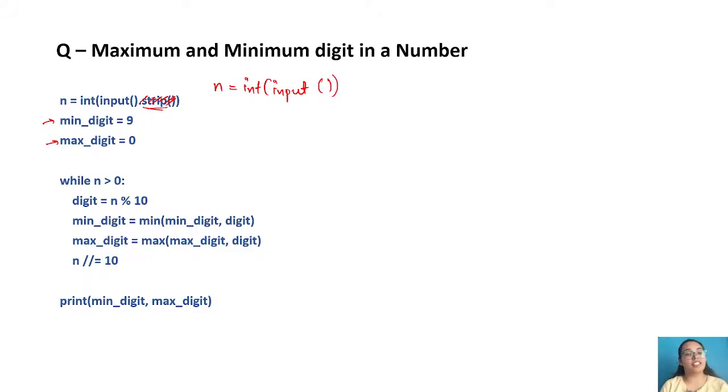And what could be the maximum digit that we can go up till? That is 9, right? So what I did is, in minimum digit I put 9 and in maximum digit I put 0. Now what is the reason behind it?